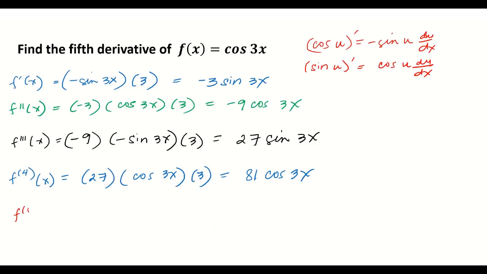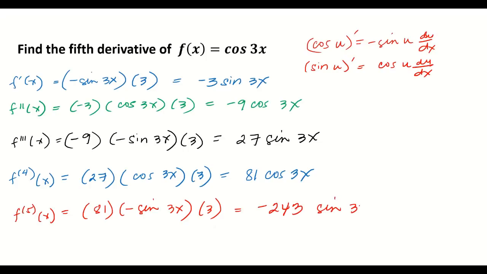For our fifth derivative, we need to get the derivative of 81 cosine 3x. So we have 81 times the derivative of cosine 3x, which is negative sine 3x, times 3 for the derivative of 3x. Simplifying, 81 times negative 1 times 3 is negative 243 sine of 3x. So this is the fifth derivative of cosine 3x.